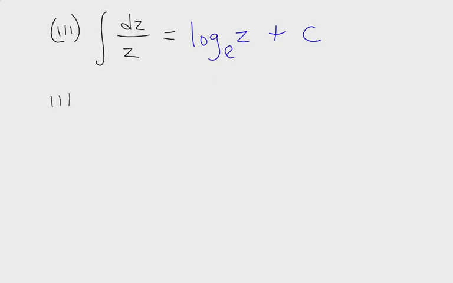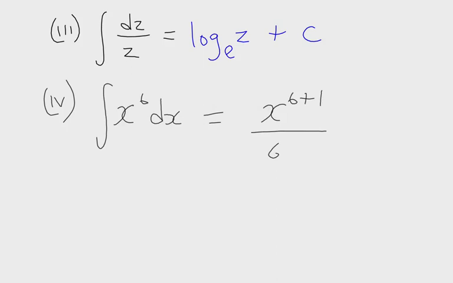Now let's take another one. Another one here: integral of x equals 6 dx. So now the x equals 6 plus 1 divided by 6 plus 1, plus 3. This is x equals 7 over 7 plus 6.